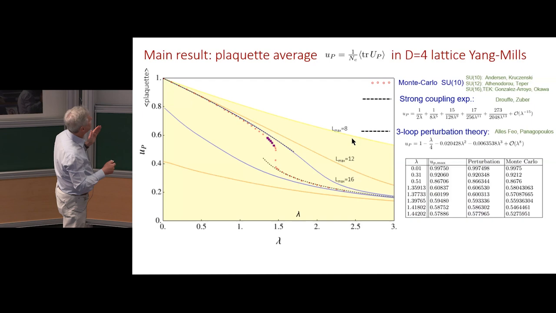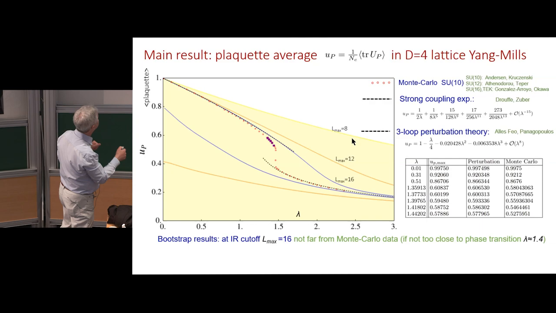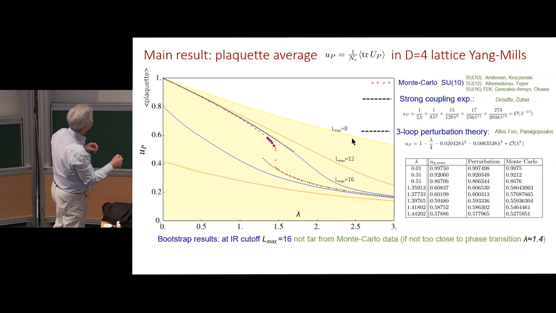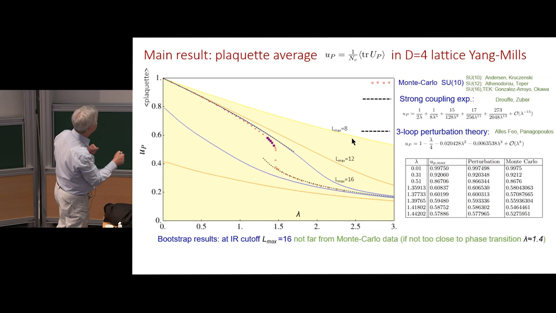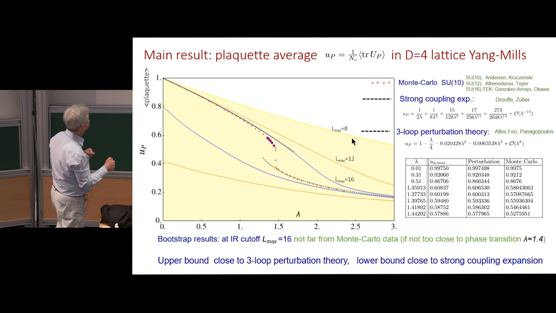And actually, the Bootstrap results given by these blue lines work well in the following sense, that the lower limit is quite close to the strong coupling part of this graph, and the upper limit actually is very close, up to this phase transition area, very close to the Monte Carlo. But also what is really remarkable, it continues even beyond the phase transition, and it follows closely the three-loop perturbation theory, which is, I think, an interesting phenomenon.